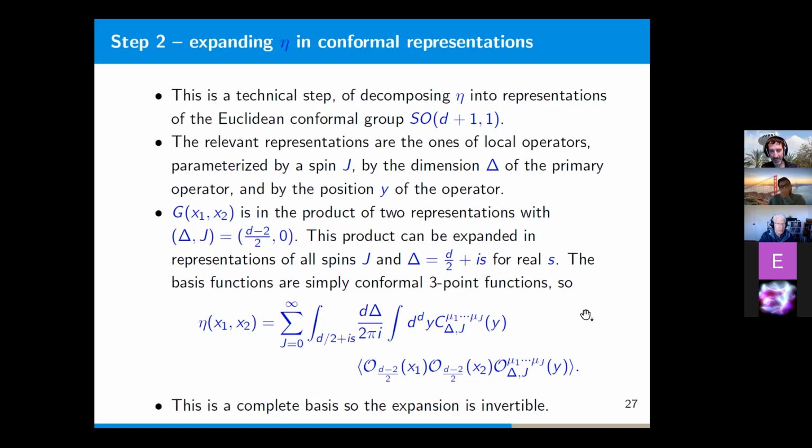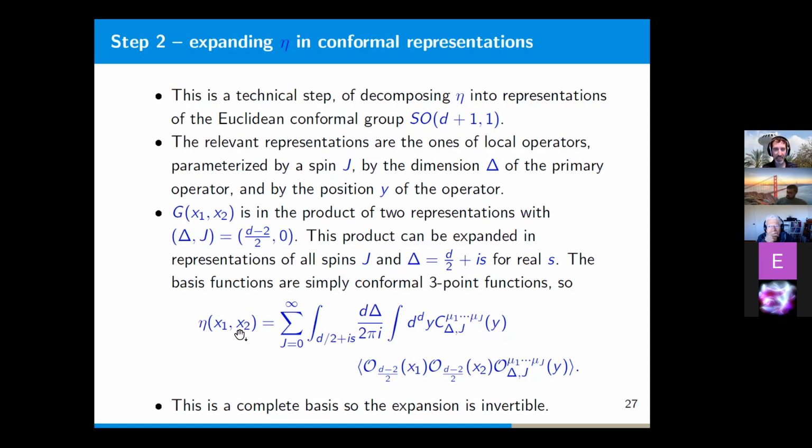And indeed, in this basis, the eigenfunctions of the conformal group are nothing but the 3-point functions that we would have in a conformal theory. So if we had some conformal theory with an operator of dimension (d minus 2) over 2 and spin 0, then the 3-point function of two of those operators times an operator with dimension delta and spin j transforms in the appropriate way to give us a basis of eigenfunctions under the conformal group. And the claim is that we can expand a general bilocal field in this basis, namely as a sum over j, an integral over delta over the principal series, and an integral over y of the 3-point functions times some coefficients.